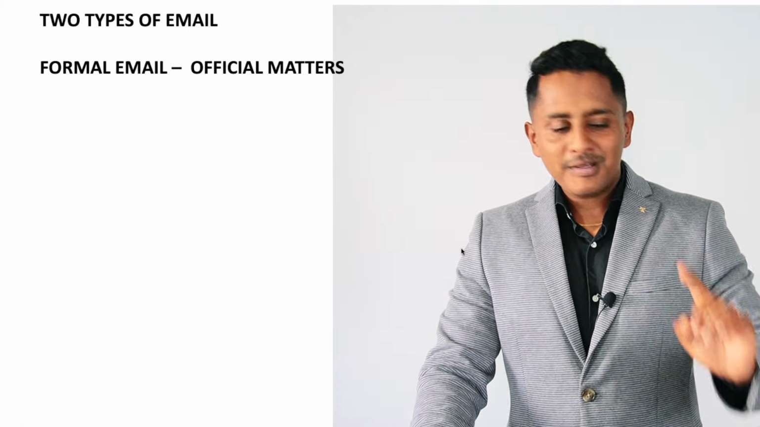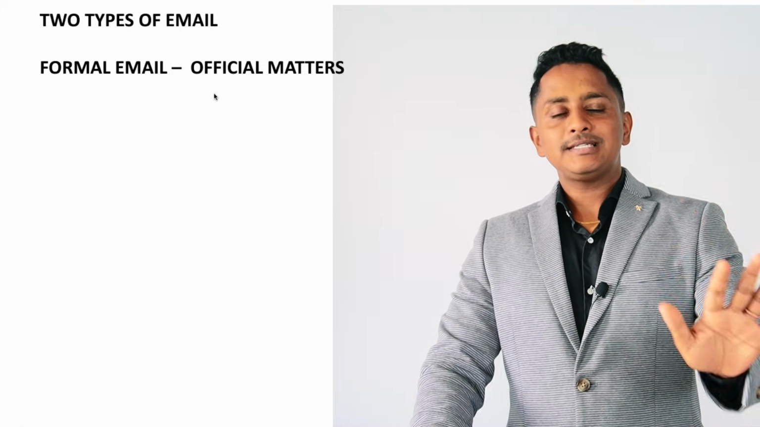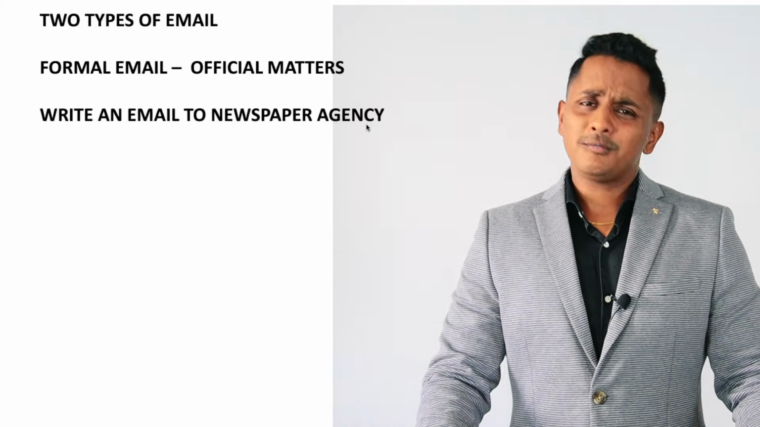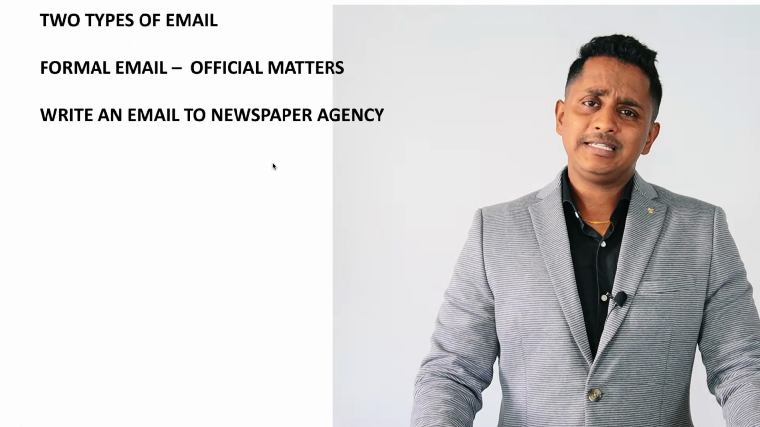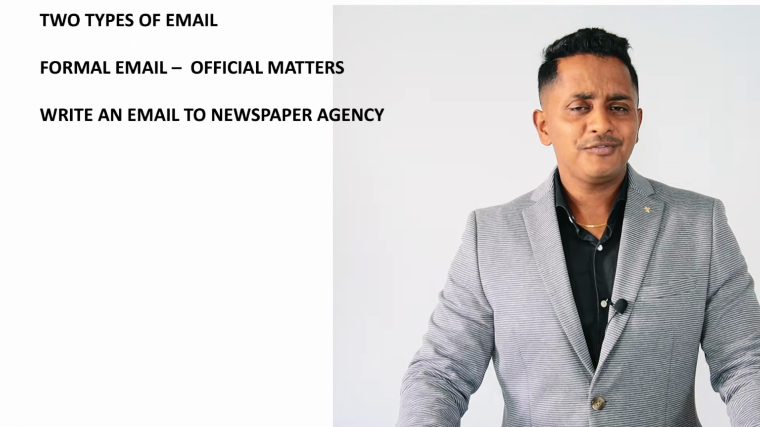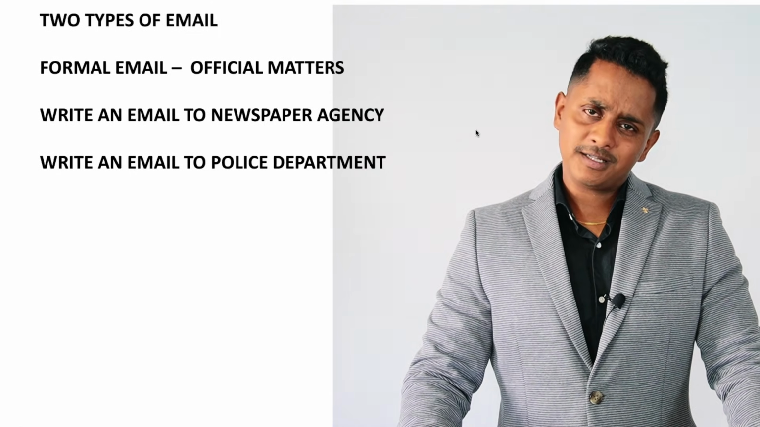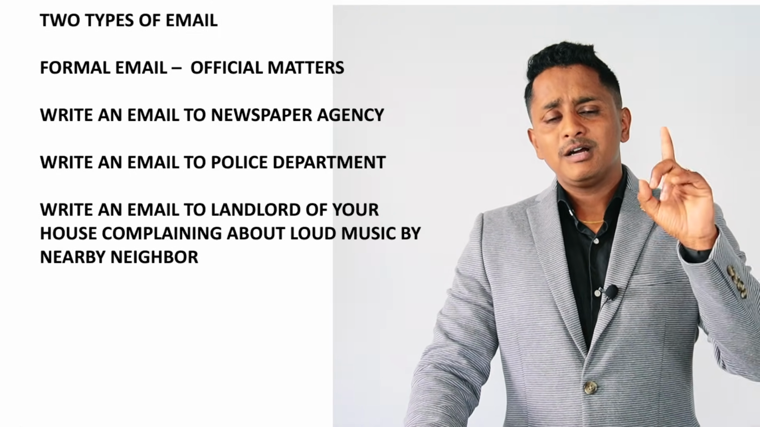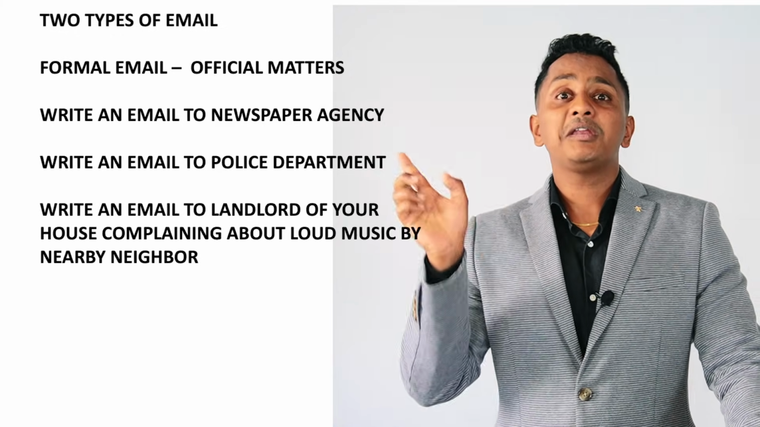Let's talk about two types of email. This is very important. The very first type is the formal email, wherein for official matters, you will consider writing a formal email. Informal email, we will talk about in just a while. Write an email to a newspaper agency telling that you're looking for a job. It's an official matter. Write an email to the police department regarding the theft that happened yesterday at your place. It's an official matter. Write an email to the landlord of your house complaining about the loud music by the nearby neighbor.